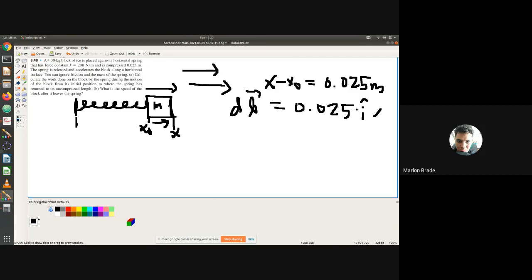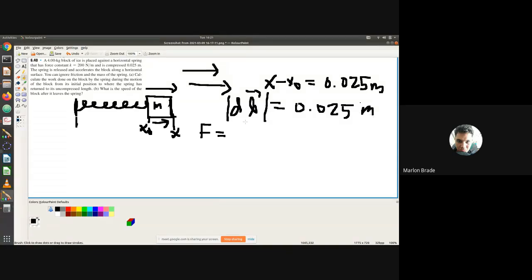To where the spring, okay? So, by the way, what is the force of the spring? Is it a varying force or a constant force? It's a spring. Varying. Yeah, this is varying, right? The spring force varies.